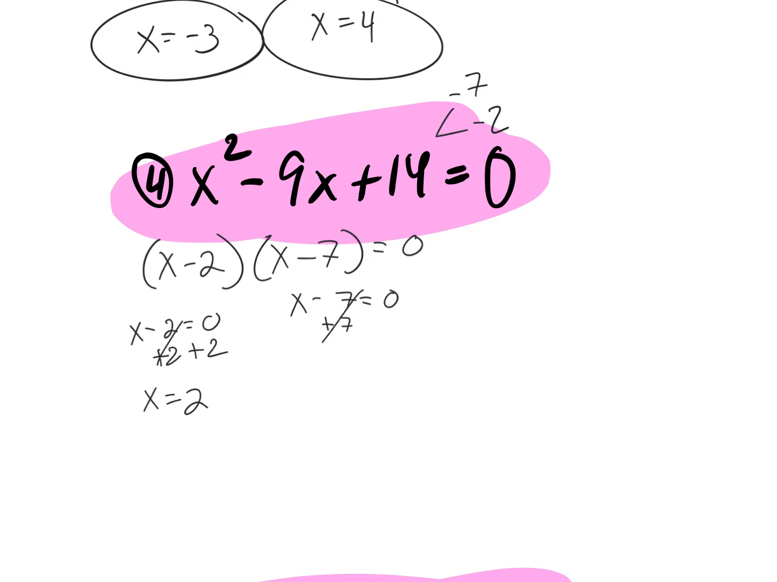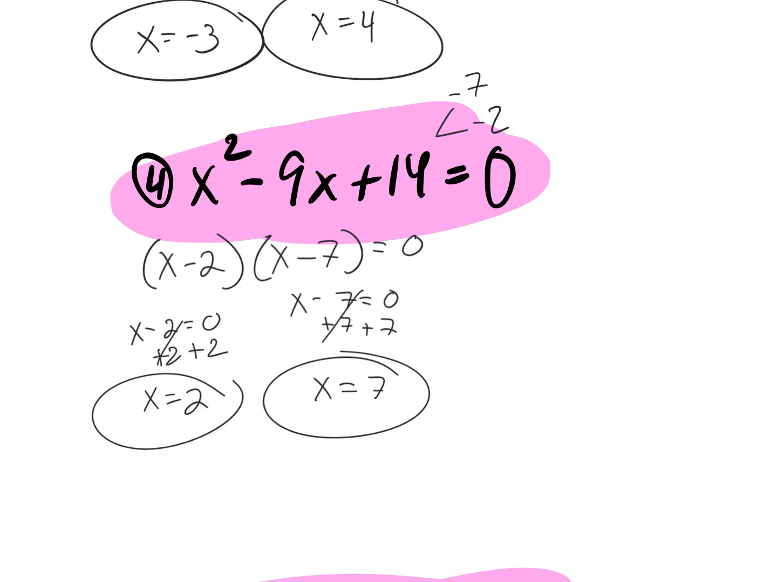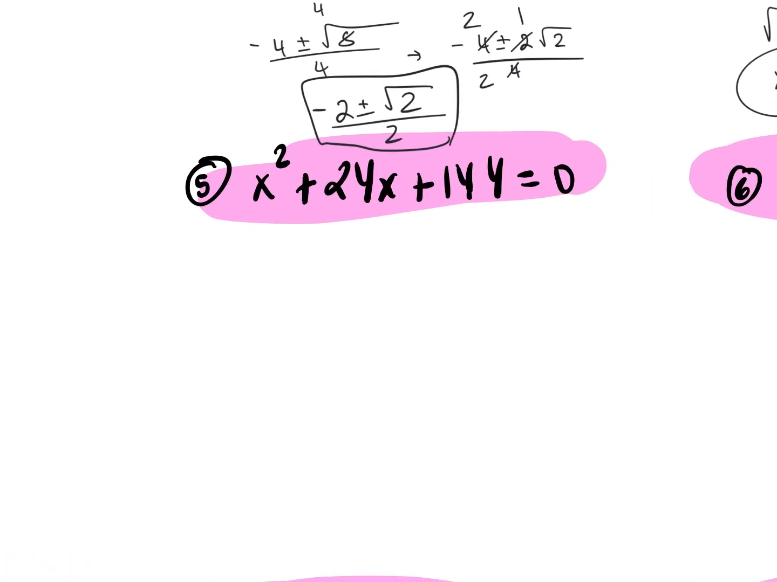For the other one, I can add 7 on both sides, and I'm left with x is equal to 7. So these are your answers for this problem. All right, for number 5, what factors add up to 24 and multiply to 144? We know those factors are going to be 12 and 12.